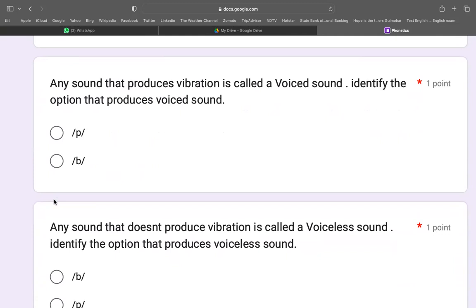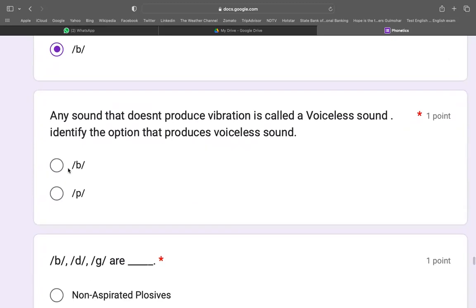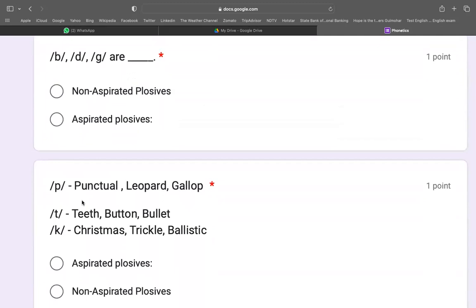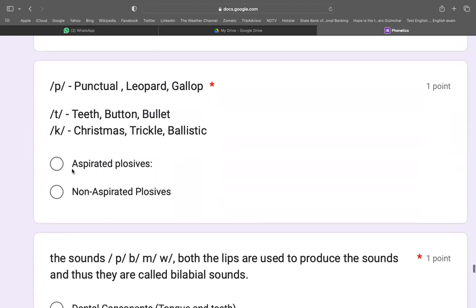So if you say that voiced sound is produced by b, because it vibrates, no, p is voiceless. Any sound that does not produce vibration is called voiceless. So b, d, g are what? Whether they are aspirated or non-aspirated. When you talk about aspirated and non-aspirated, b, d, g are non-aspirated plosives. Then ph, th, kh, obviously, are the aspirated ones, isn't it? So these are, you can say, 6.